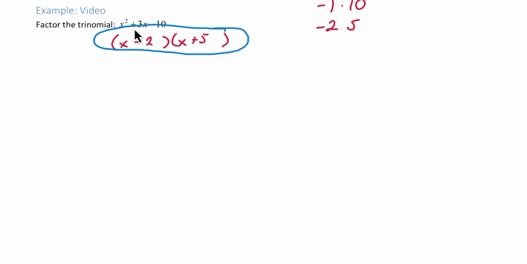Again, if you want to, you can check your answer by foiling. x squared plus 5x minus 2x minus 10 gives us x squared plus 3x minus 10, which is the original. We know we have factored correctly.